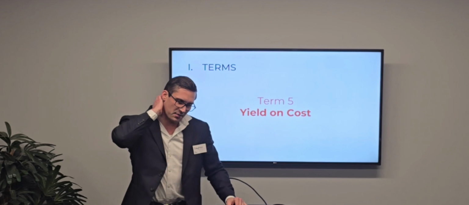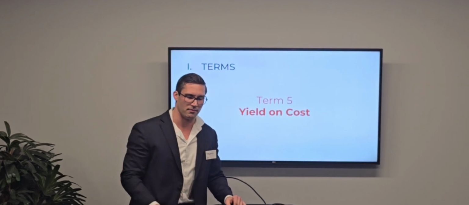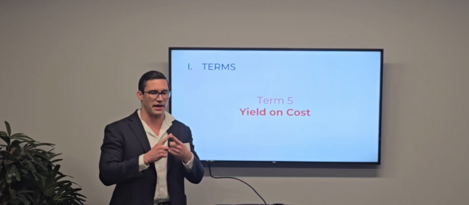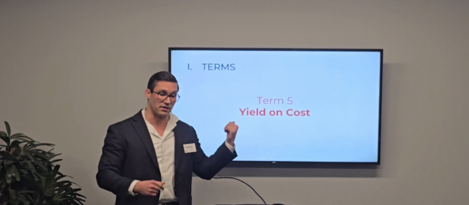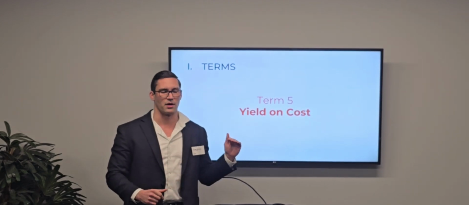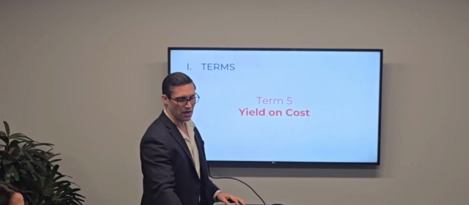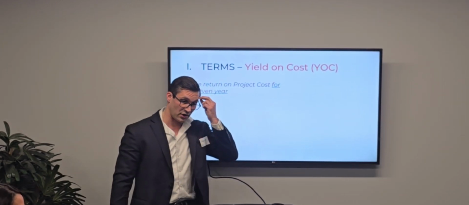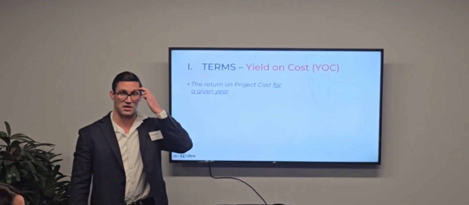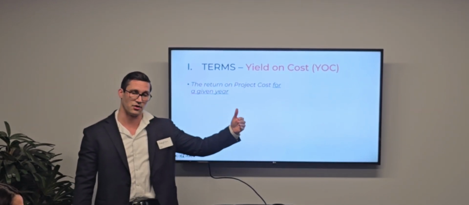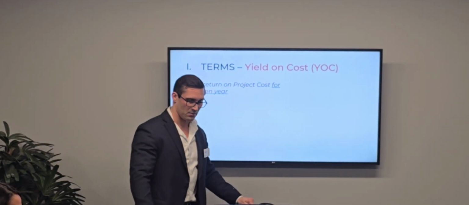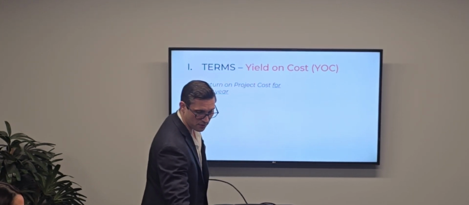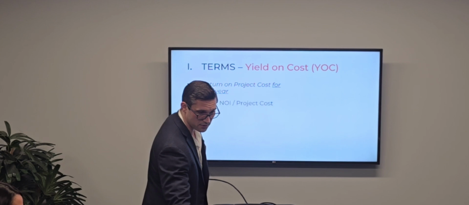All right, so now we've talked about 4 terms and they sort of all meld into this one. This is the first term that is really a financial return metric, and this is the most important one as far as I'm concerned. Yield on cost. So yield on cost is the return on project cost in a given year. So this will change year over year in the hold period, but typically we're gonna look at the first year as sort of the benchmark for the performance of the project.